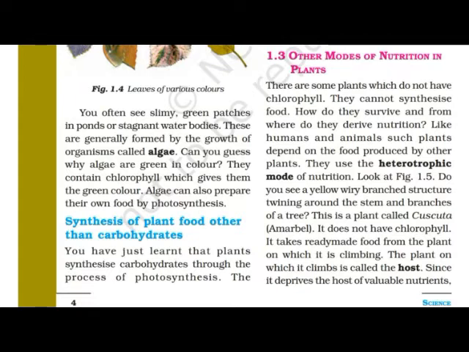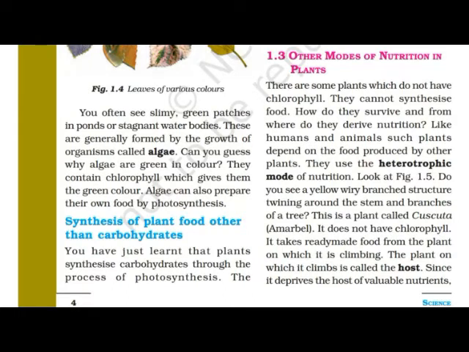We know that plants can synthesize their food, but some plants, their leaves do not contain chlorophyll. So these plants have to depend on other plants or animals for their food, and their mode of nutrition is termed heterotrophic. Okay, you can see it on page number 5.